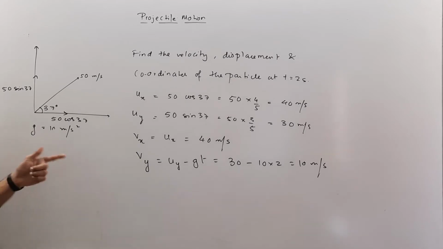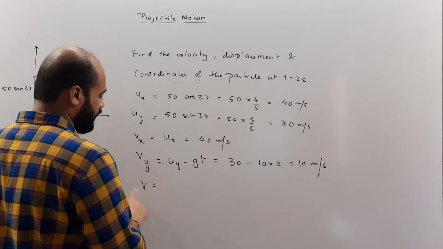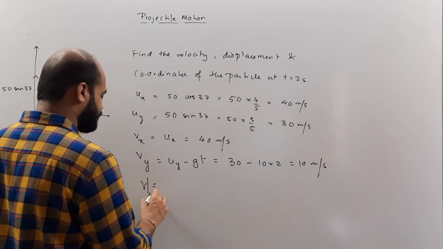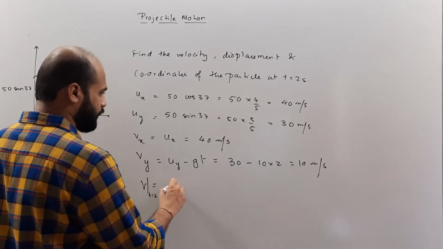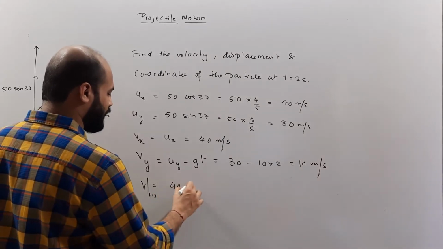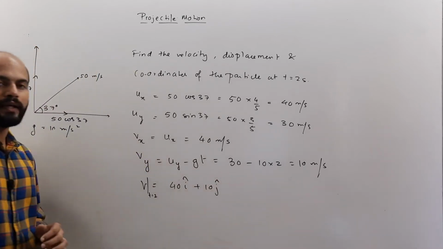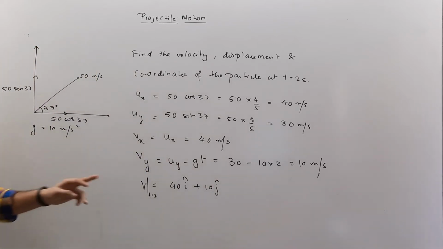Now, after this is achieved, we can also write a net velocity in vector form. In vector form, at 2 seconds, it is going to be 40 i cap plus 10 j cap. So if you want to write out velocity in vector form, then it's going to be written like this at t is equal to 2 seconds. So this is the first part. Now let us work on the displacement as well.